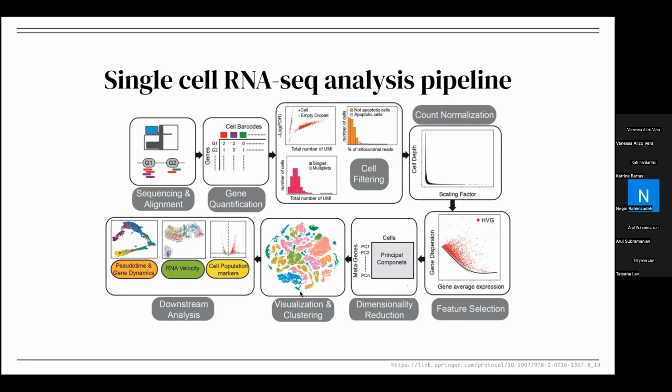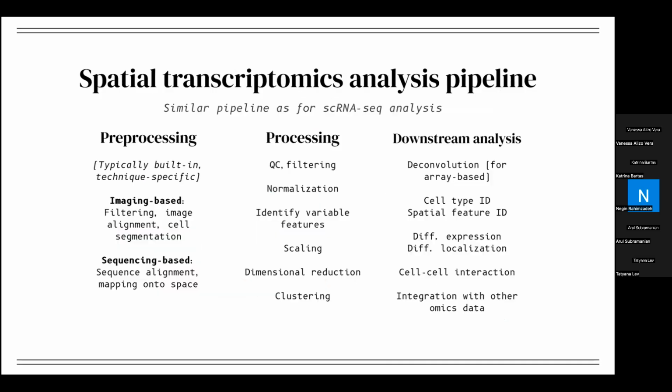Then you want to do visualization and clustering. And then from there, after you've done that kind of standard pipeline, you can do a lot of cool downstream analysis. So the pipeline for single-cell RNA-seq is pretty similar to that for spatial transcriptomics. One big difference is at the beginning in the pre-processing stage, but thankfully this is typically built into your platform.